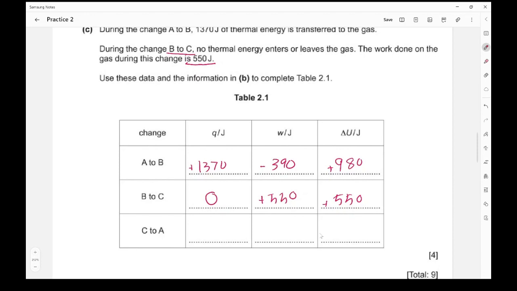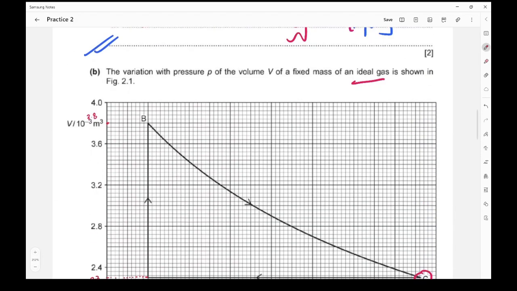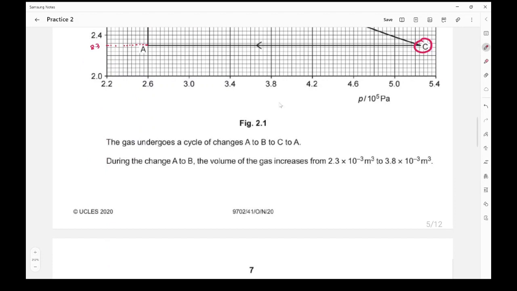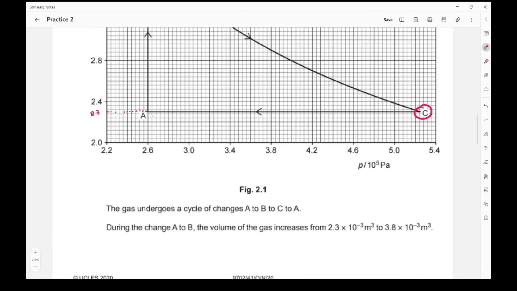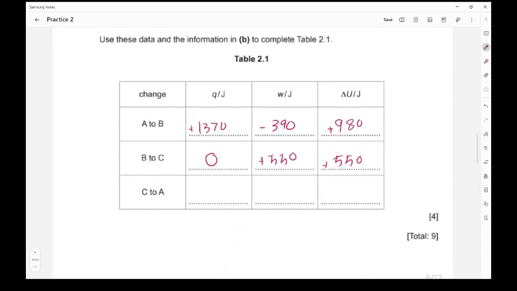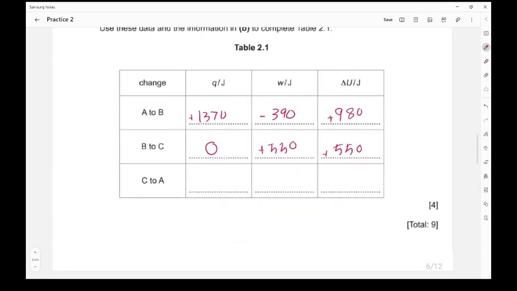C to A is important because there is no work done during C to A. If you go back and look over here, there is no work done. The reason being that it is completely horizontal. That means there is no change in volume, so no work could be done. So that means something has happened with the heat exchangers. So we are going to be dealing with that, since we know at the end, delta U should be zero.